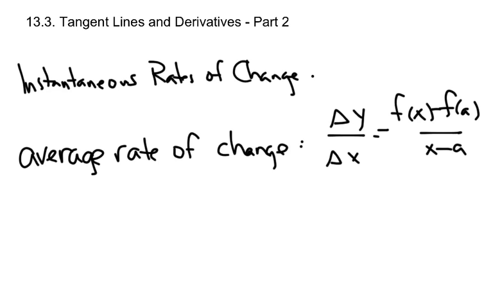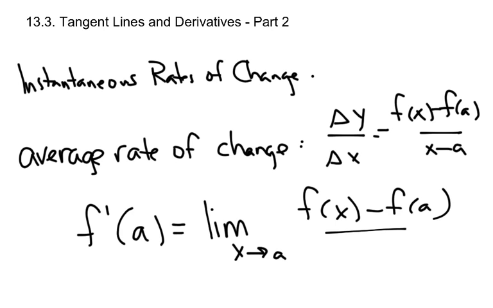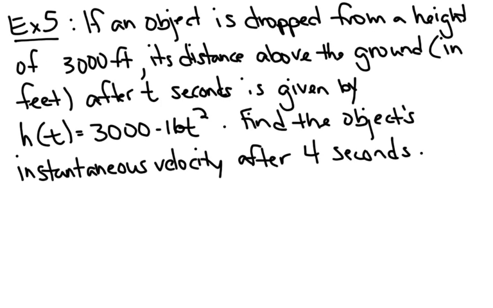So what if I want to find the limit of the averages? Instantaneous rate of change. And the instantaneous rate of change is just the derivative. It's just the limit as x approaches a of f of x minus f of a all over x minus a. One way of finding the instantaneous rate of change of something is to find something called the instantaneous velocity.